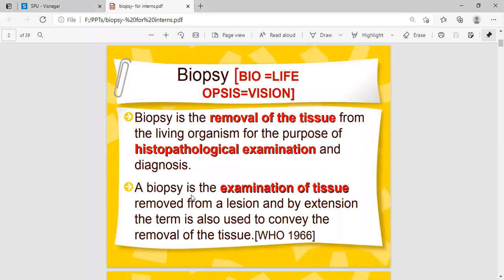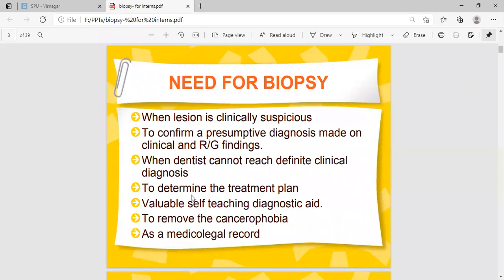Biopsy: bio is life, opsis is vision. Biopsy is the removal of tissue from the living organism for the purpose of histopathological examination and diagnosis. So it is the examination of the tissue removed from the lesion, and by extension the term is also used to convey the removal of the tissue. So any tissue, if you suspect any pathology is there, or you are not able to come to a particular diagnosis, that tissue has to be submitted for histological evaluation. So that is biopsy, removal of the tissue.